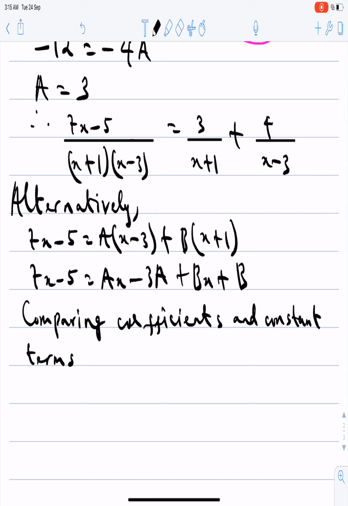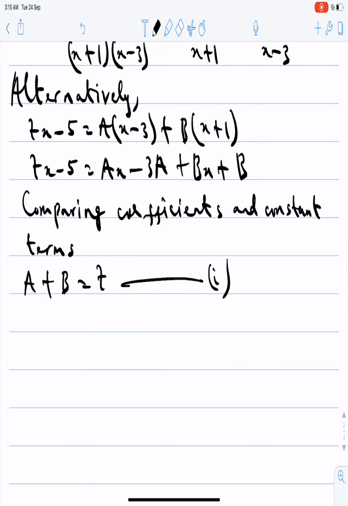Comparing coefficients and constant terms. The coefficients of x on the right hand side are a and b. That means a plus b is equal to the coefficient of x on the left hand side, which is 7. That's one equation. The constants on the right hand side are minus 3a and b. That means minus 3a plus b is equivalent to the constant on the left hand side, which is minus 5.